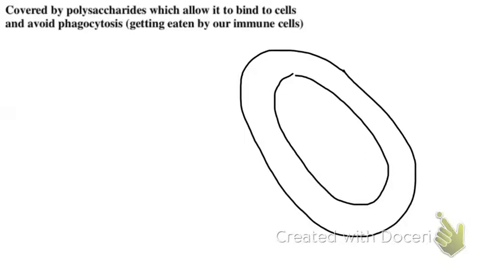And bacterial cells are covered by polysaccharides, which allow these bacteria to bind to cells or to avoid phagocytosis, which is being eaten by our immune cells, like a macrophage or a dendritic cell or something like that. So this is a little polysaccharide chain. Polysaccharide just means many sugars. So those are all just little sugars bonded together.